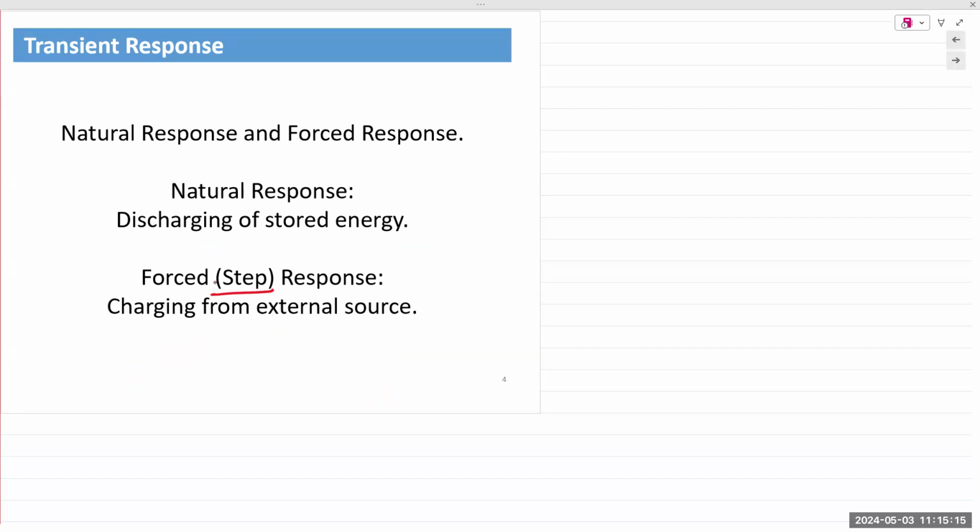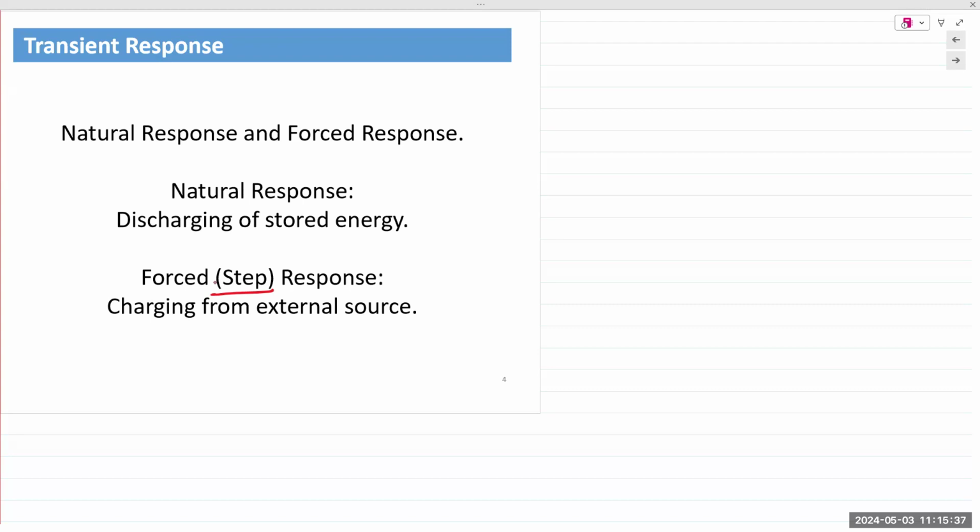Forced is simply the application of a source. The source is external to the inductor or the capacitor. It's not part of the inductor or capacitor. So you connect a voltage or current source, and because of the energy that is being supplied by the source, the voltage for the inductor or capacitor now changes. So it's forced from an external source.